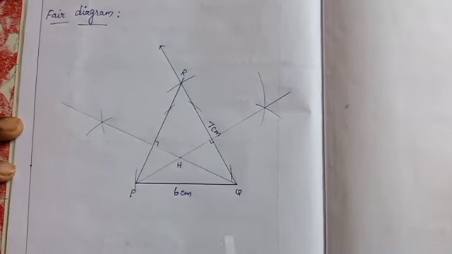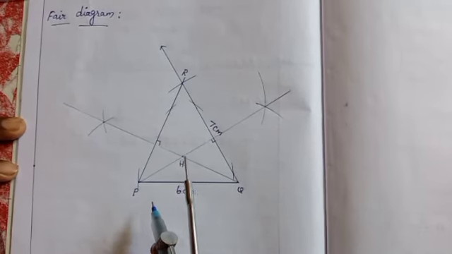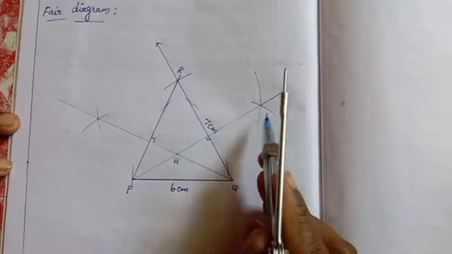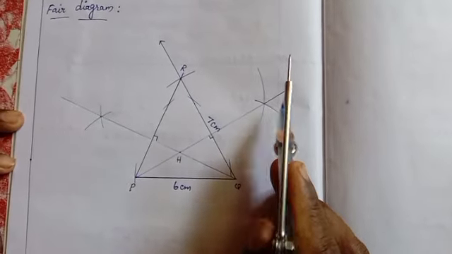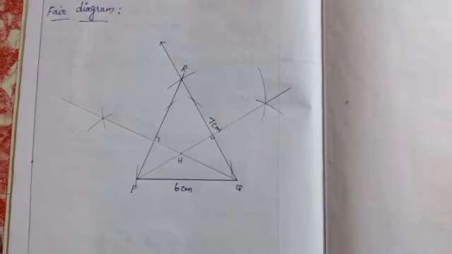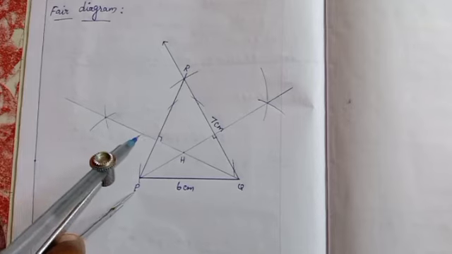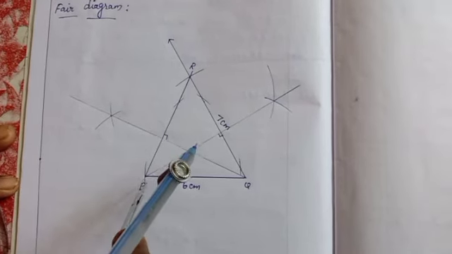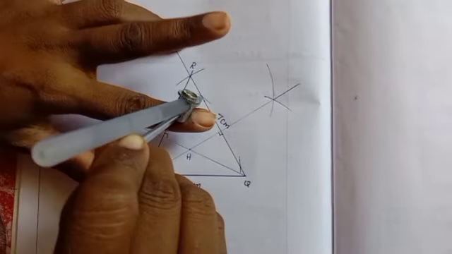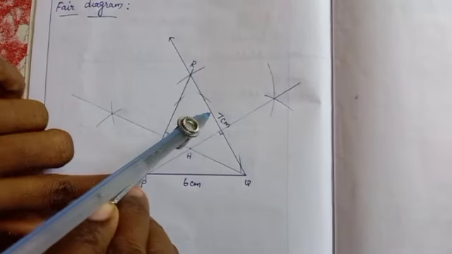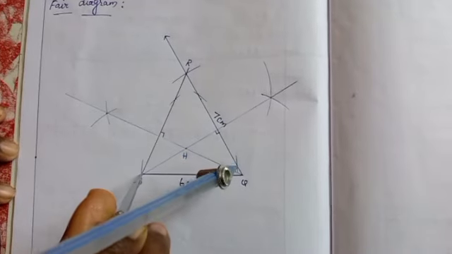Once again, listen, students. First you have to construct the triangle. After finding that triangle, you have to draw the orthocenter, that is, the altitudes. How do you draw the altitudes? You have to consider any 2 of these 3 vertices. Keep the compass needle on P. You have to take a measurement from P to the opposite side QR. You have to draw an arc.